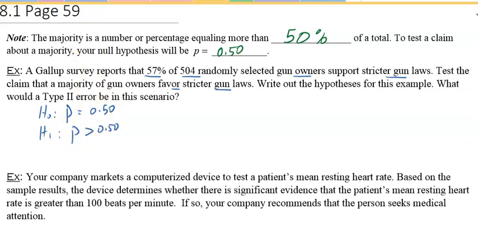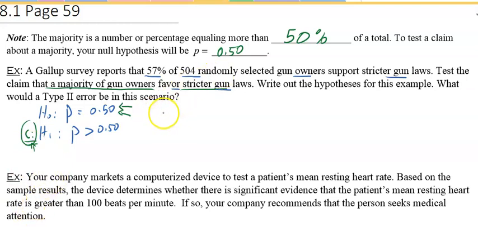Now, it's important that you start putting what the claim is. Test the claim that the majority of gun owners favor stricter laws, more than 50%. So, you need to write the claim so that if you support H0, you would reject the claim in this case. And if you reject the null hypothesis, you would support the claim. The claim could be in either of those.